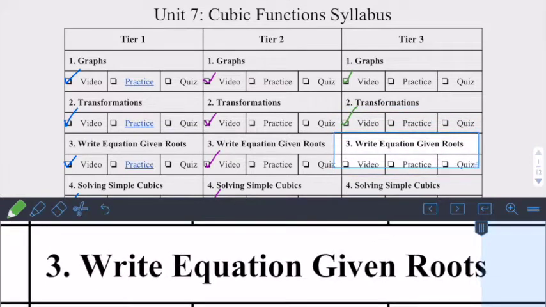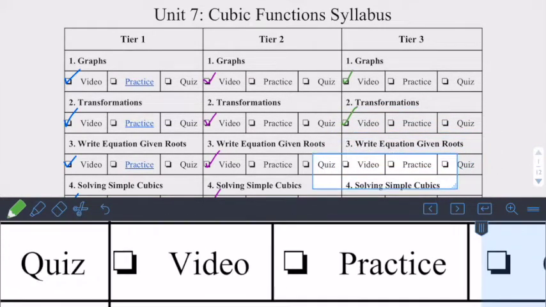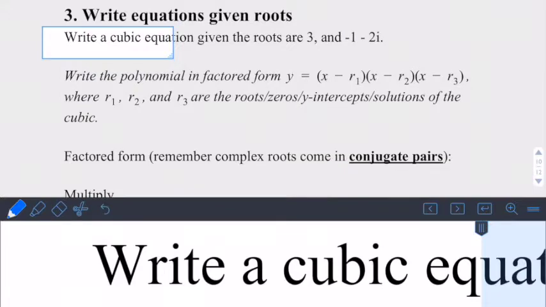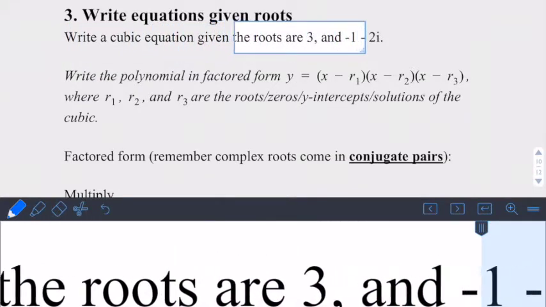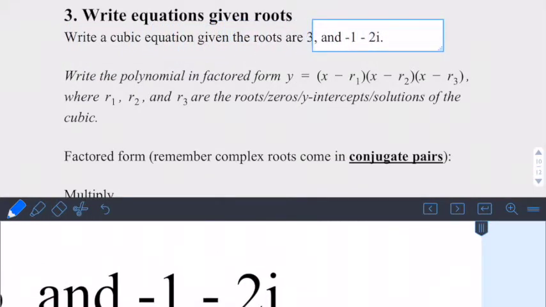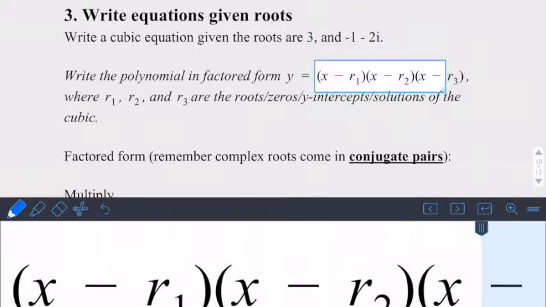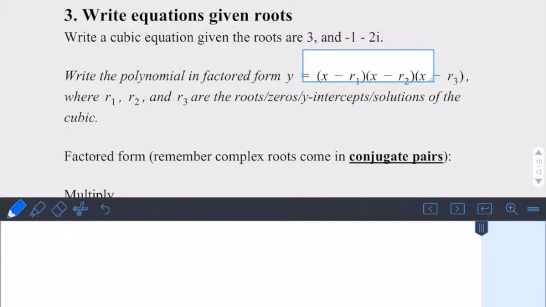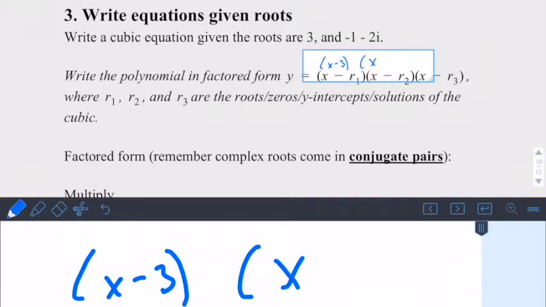This is Tier 3, Lesson 3, writing equations given roots. So write a cubic equation given the roots are 3 and -1 minus 2i. Well, remember we need to put them in the factors. So we would say x minus 3 and then x minus (-1 minus 2i).